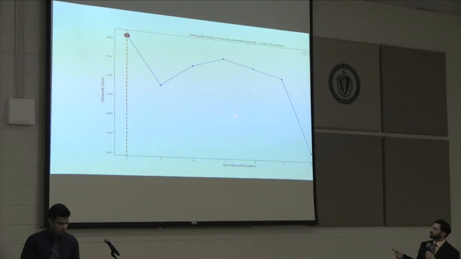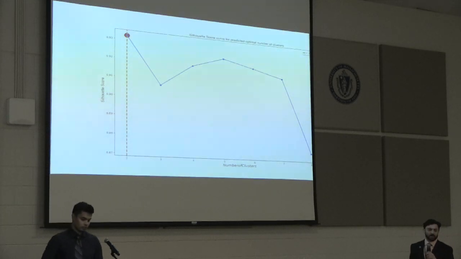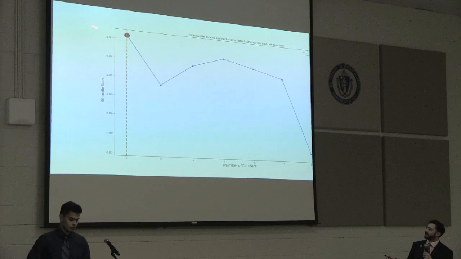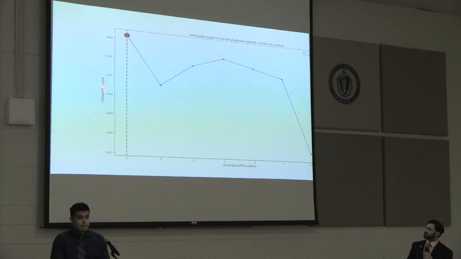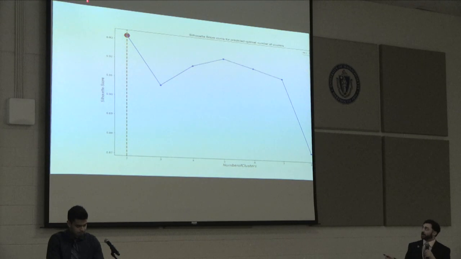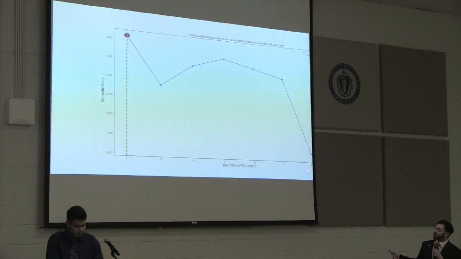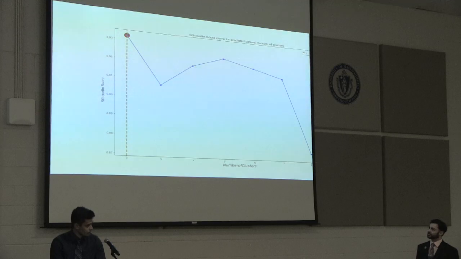Now this is just a visual representation of Silhouette score with k-means. As you can see on the y-axis, we have the Silhouette score values, and on the x-axis, we have the number of clusters. As we can see, when x equals 2, we get a very high Silhouette score with the data that we're using, as if we look at 0.8, we get a relatively low Silhouette score.